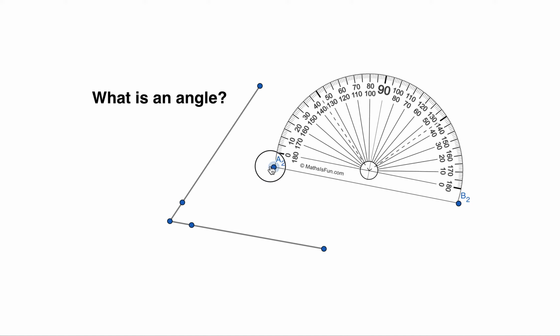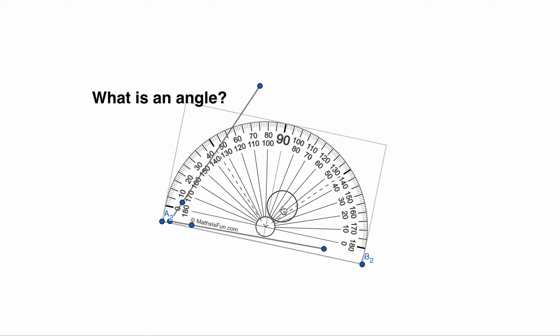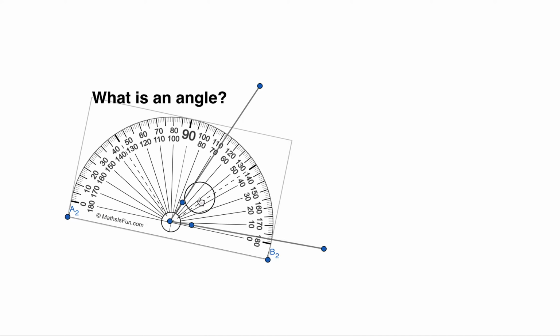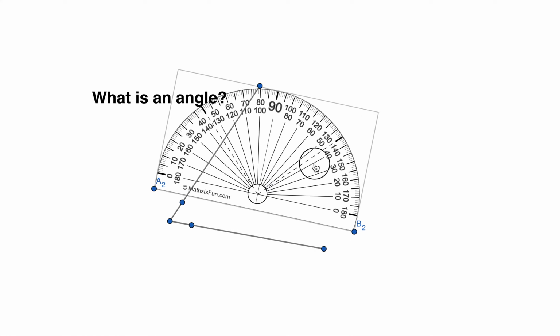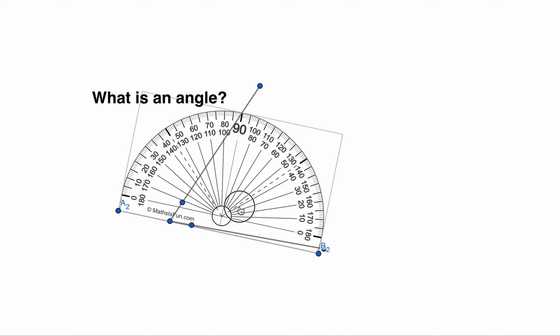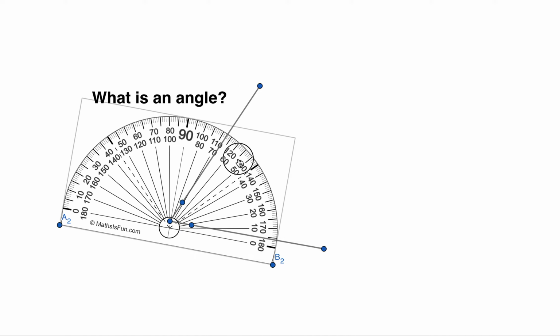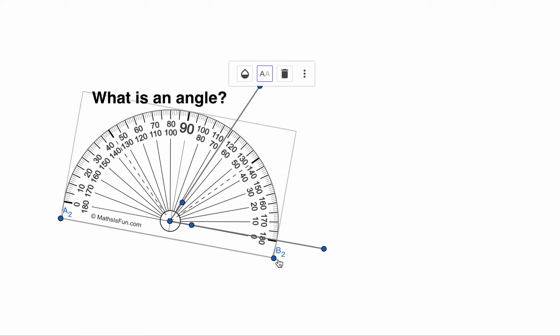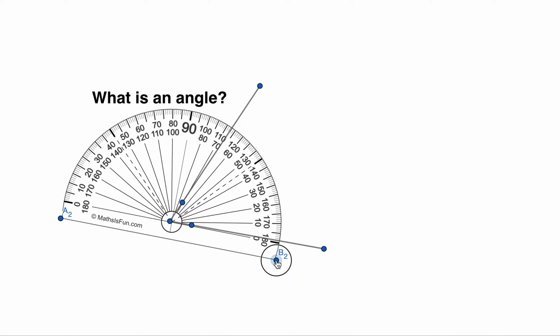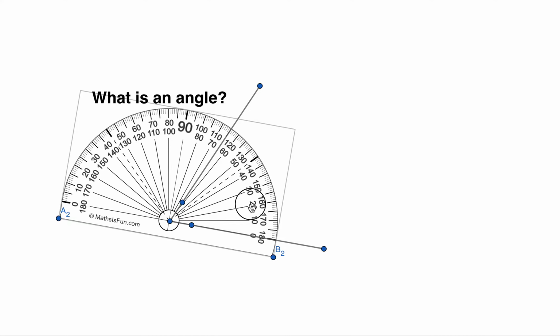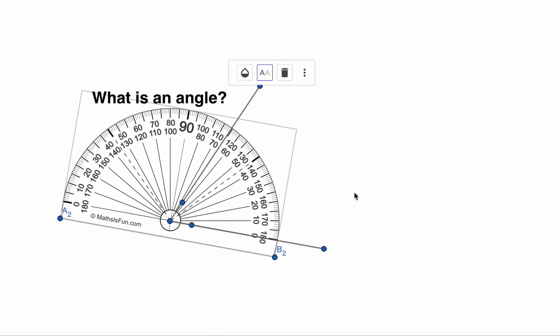How would we do that? Well, we know we have to align the bottom of the protractor with that. We need to put the corner of the angle in this center point here. Let's see if we can do this. And then we can read off the angle, right? It's a little bit tricky, probably easier in person than on a computer. So what angle is this?